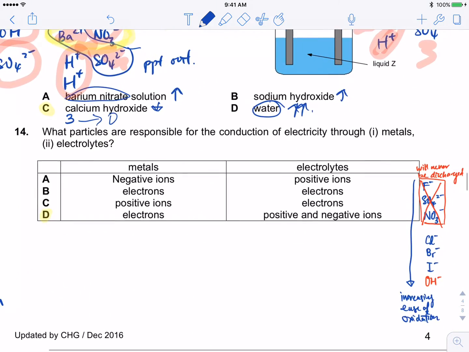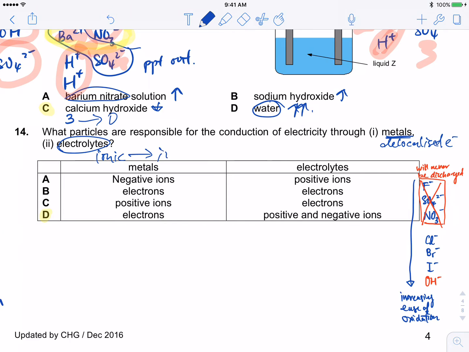Which particles are responsible for the conduction of electricity through number 1, metals, number 2, electrolyte? This is actually chemical bonding. So for metals, remember that we have the delocalized electrons. For electrolytes, we are talking about ionic solutions or liquid state. So it is their ions. Do we need to care if it is the positive or negative ions? No, right? Both ions can conduct so long as they are charged. So the answer will be D.